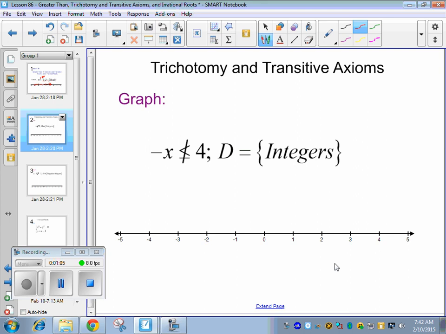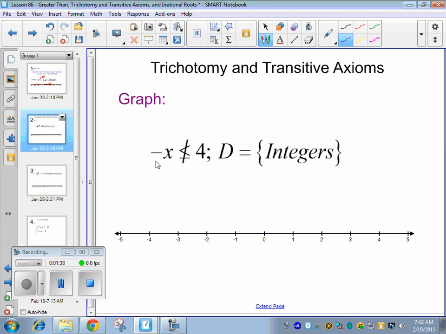All right. So now we've got the trichotomy and transitive axioms. It sounds really hard. Trichotomy means 3 things, and if it's not 2 of them, then it's the other one. So this first thing says -x is not less than or equal to 4. So if -x is not less than or equal to 4, then it has to be what? Greater than. So it's taking out 2 options and leaving only the third option.